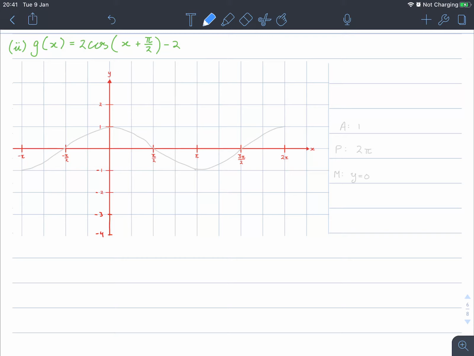Hello class, this is a video tutorial on trigonometric functions, graphing. In this video we'll be looking at an example of graphing the function of cosine.